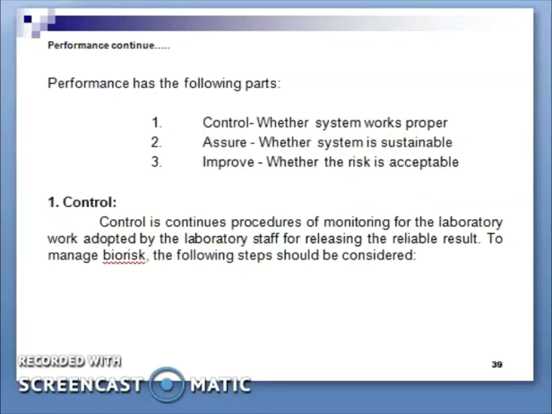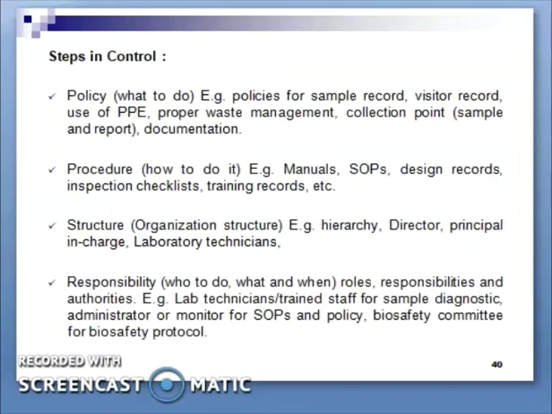Performance has been divided into three parts: control, assure, and improve. So control is the continuous procedure of monitoring for lab work adopted by the lab staff for releasing reliable results. To manage biorisk, there are certain steps which we should consider in the control. These are the policy, which means what to do.